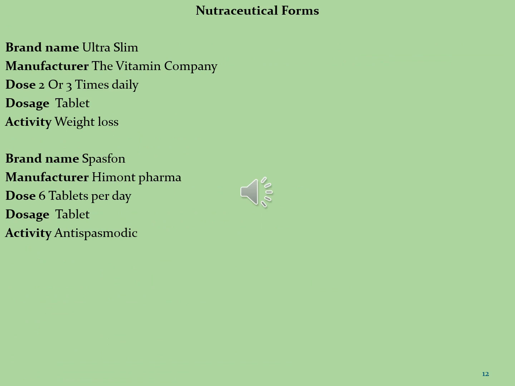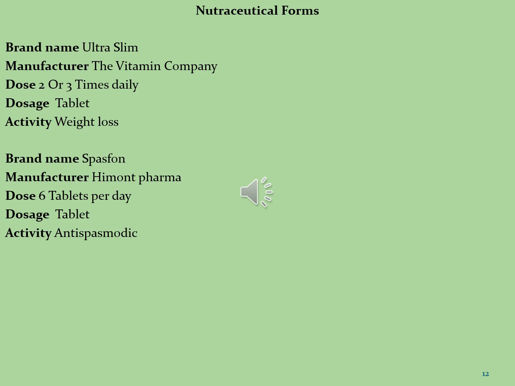Now we discuss some important pharmaceutical brands that have been launched on the basis of phytoconstituents that fall in the category of tannins. The first brand is Erythrocene. It is manufactured by Vitamin Company Nutraceuticals, and we take its dose 2 to 3 tablets per day. It is formulated in tablet dosage form. It is used in obesity, meaning it is used for weight loss.